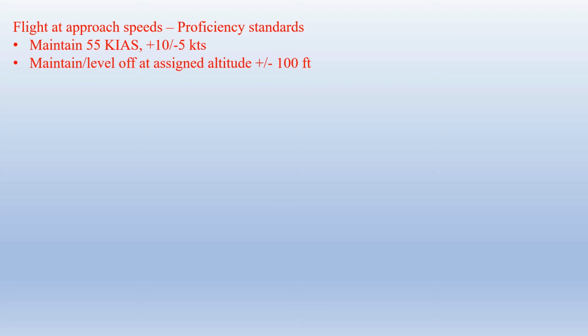So consider yourself proficient at flying at approach speeds when you can maintain 55 knots plus 10 minus 5 knots. Maintain or level off at your assigned altitude plus or minus 100 feet. And maintain or roll out on a heading plus or minus 10 degrees.